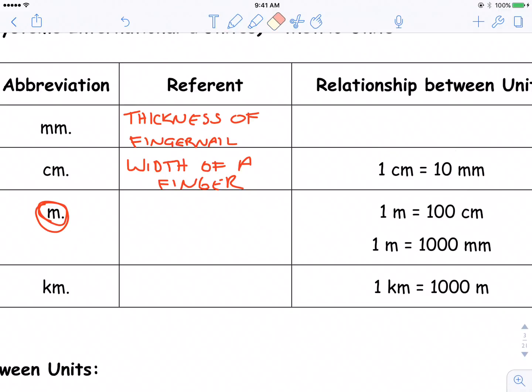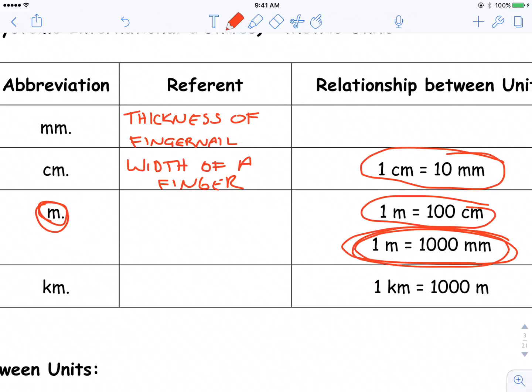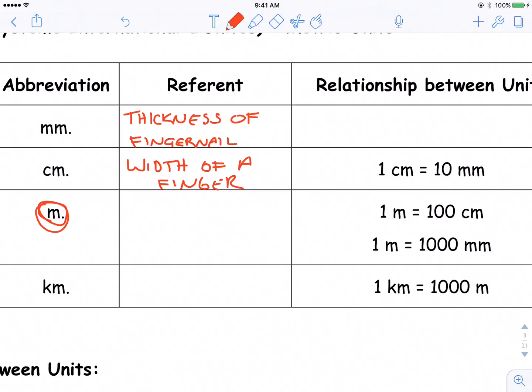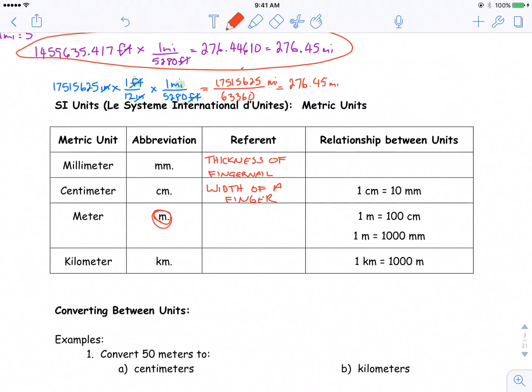A few others that I hope you also know: 1 meter is 100 centimeters. Well, if 1 centimeter is 10 millimeters, then 1 meter is 1,000 millimeters. That one maybe not known so well, but another one that you should know is 1 kilometer is 1,000 meters. Okay, so a few things that you should know there.